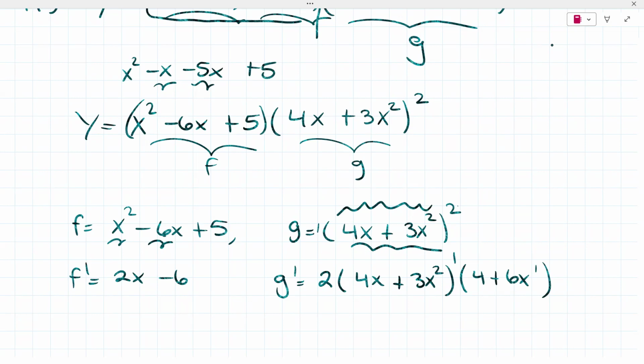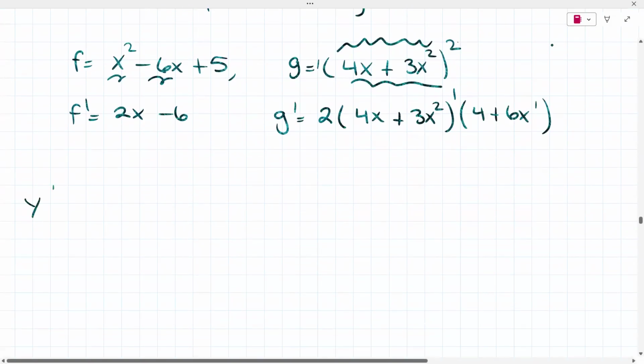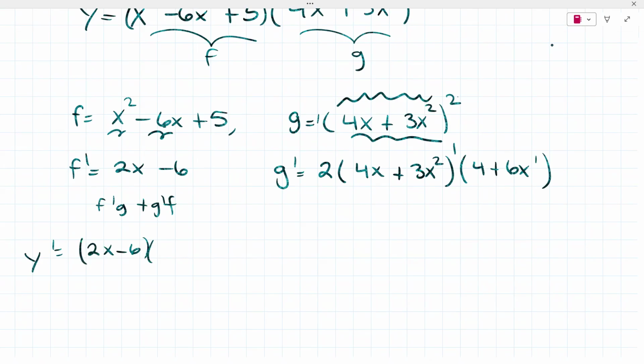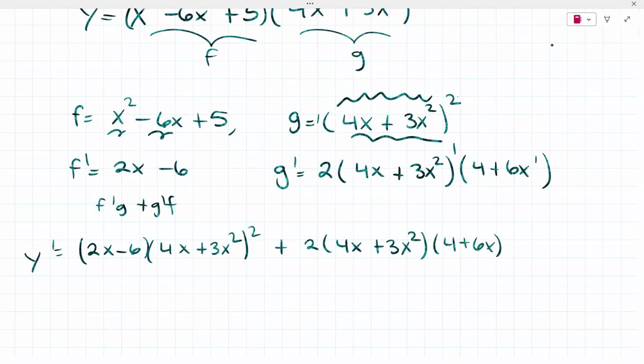It's perfectly fine. So if we continue doing the product rule, y prime is f prime, which is 2x minus 6, times g, which is this whole thing, plus g prime, which is 2 times 4x plus 3x squared, times regular f, which is x squared minus 6x plus 5.